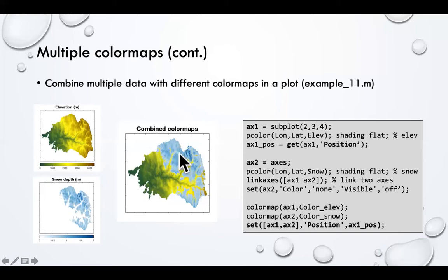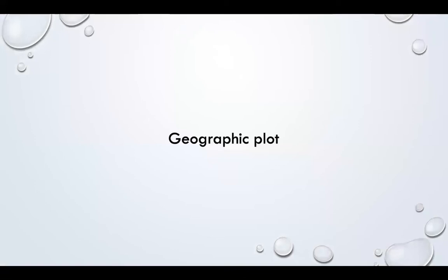If you have three observation points, you can put one more layer, and you can put multiple layers as long as the second one, third one, and so on can know where the first one is. So this command is very important. You need to let MATLAB know where the first one is. Okay. So those kinds of techniques we can apply to a geographic plot.